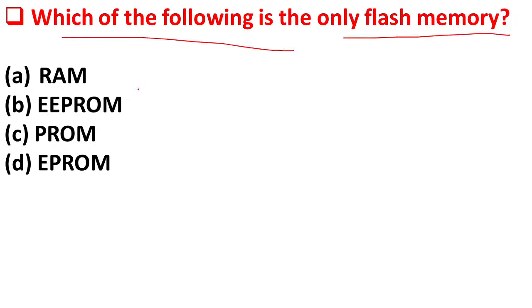So the next question is, which of the following is the only flash memory? Option A, RAM, option B, EEPROM, option C, PROM, option D, EEPROM. So which one of these is the flash memory? So here option B, EEPROM is the flash memory. Electronically erasable, programmable, read only memory. Sometimes full form will be asked in exam.